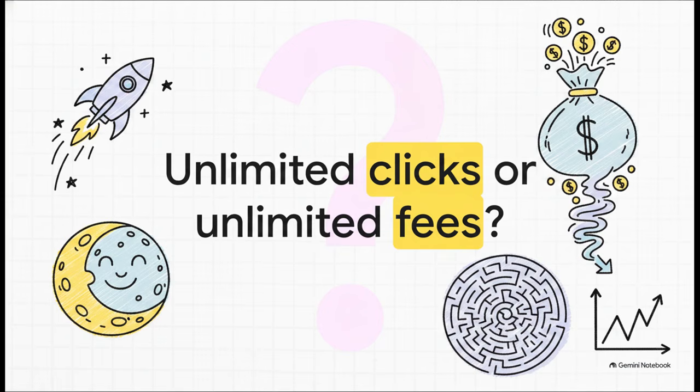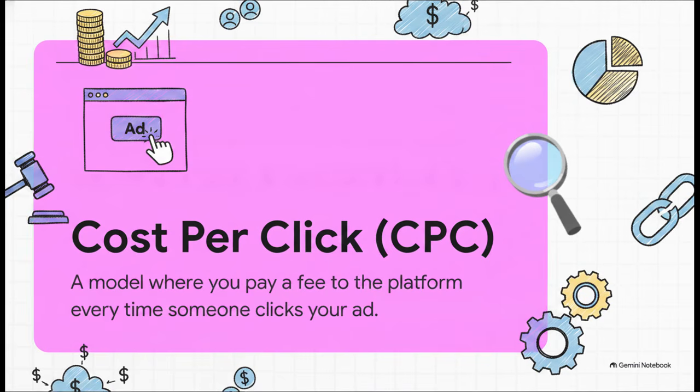Well, today we're going to pull back the curtain on the hidden financial incentives behind these exact types of agency contracts. To understand why this whole unlimited clicks thing is basically a mathematical illusion, we need to start with the basics for any newbies tuning in. Cost per click, or CPC, is a digital advertising model where you pay a fee directly to the platform, Google, for example, every single time someone clicks your ad.